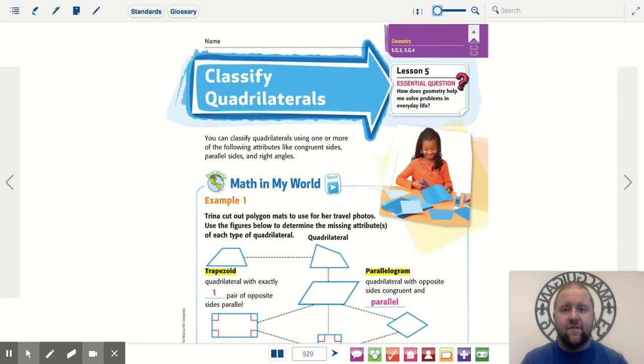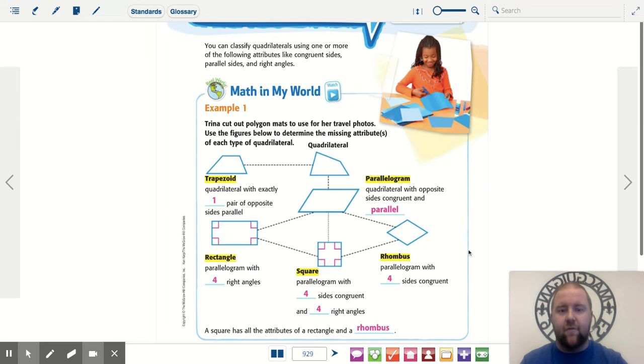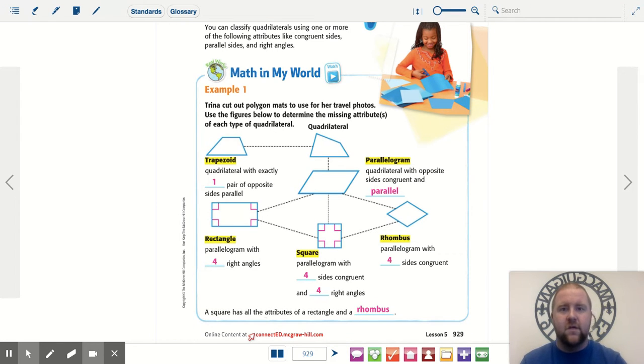We've got classifying quadrilaterals today. We talked yesterday about quad meaning four. So quadrilaterals are four-sided polygons, okay? Today we're going to talk about all the different types of four-sided polygons, quadrilaterals, that we are going to be dealing with, okay? This chart right here in example one is something that you'll see again.